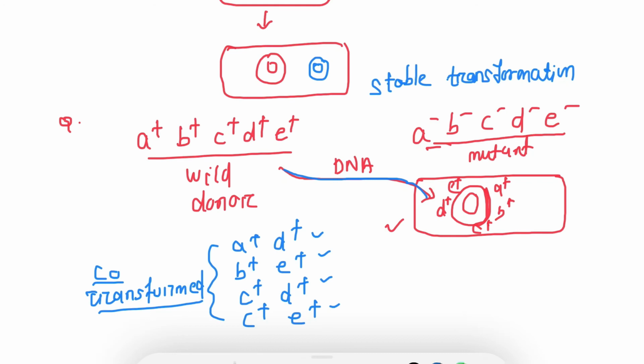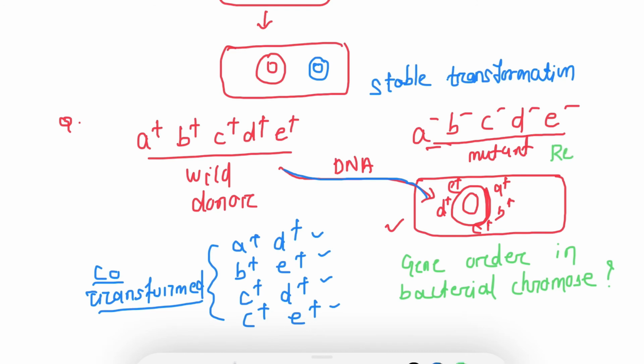And the question is asking you to find out the order of genes, the gene order in the bacterial chromosome. You will get this type of question in your examination. Then how will you find the gene order? Okay, let me explain the question again. This one is the donor cell. Oh, sorry, this one is the recipient bacteria.